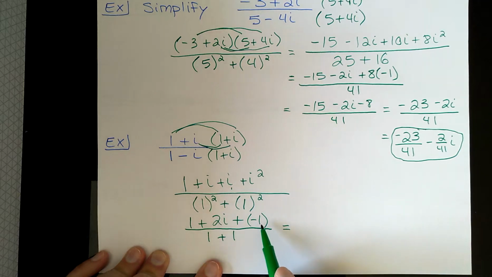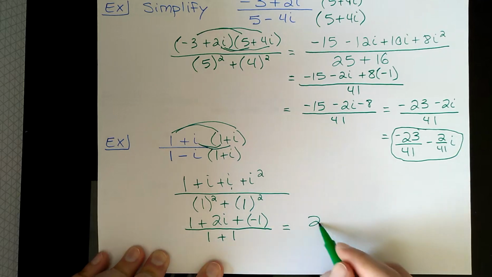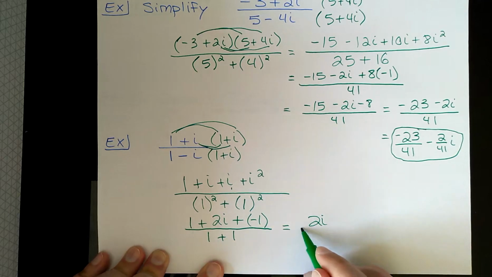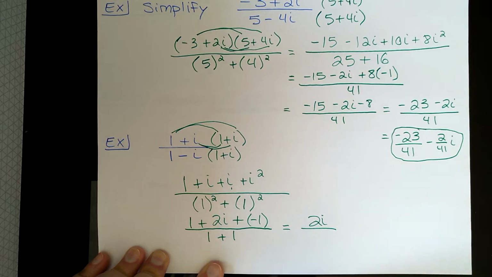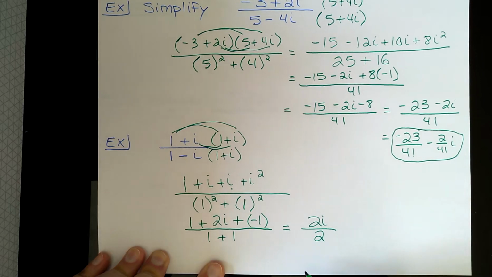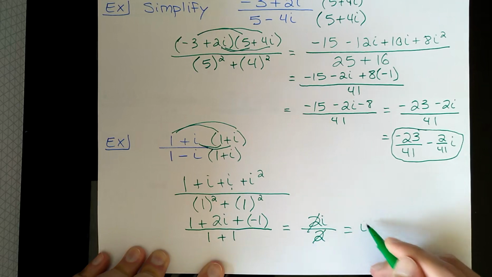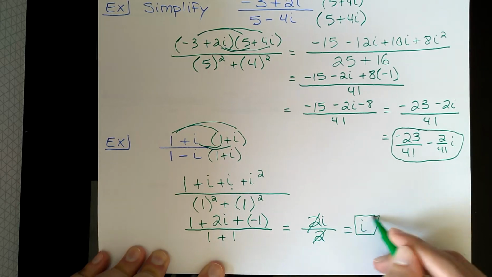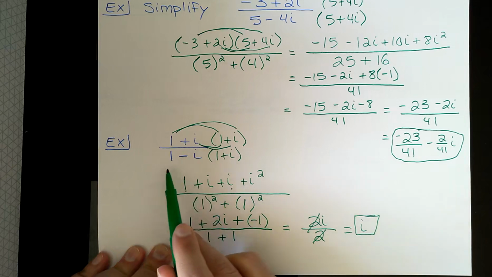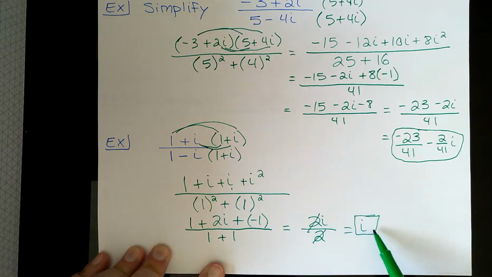1 plus negative 1 will cancel off, leaving us with just that 2i in the numerator, over 1 plus 1 is 2, and the 2's will cancel, leaving us with just i. 1 plus i over 1 minus i is just another form for i.